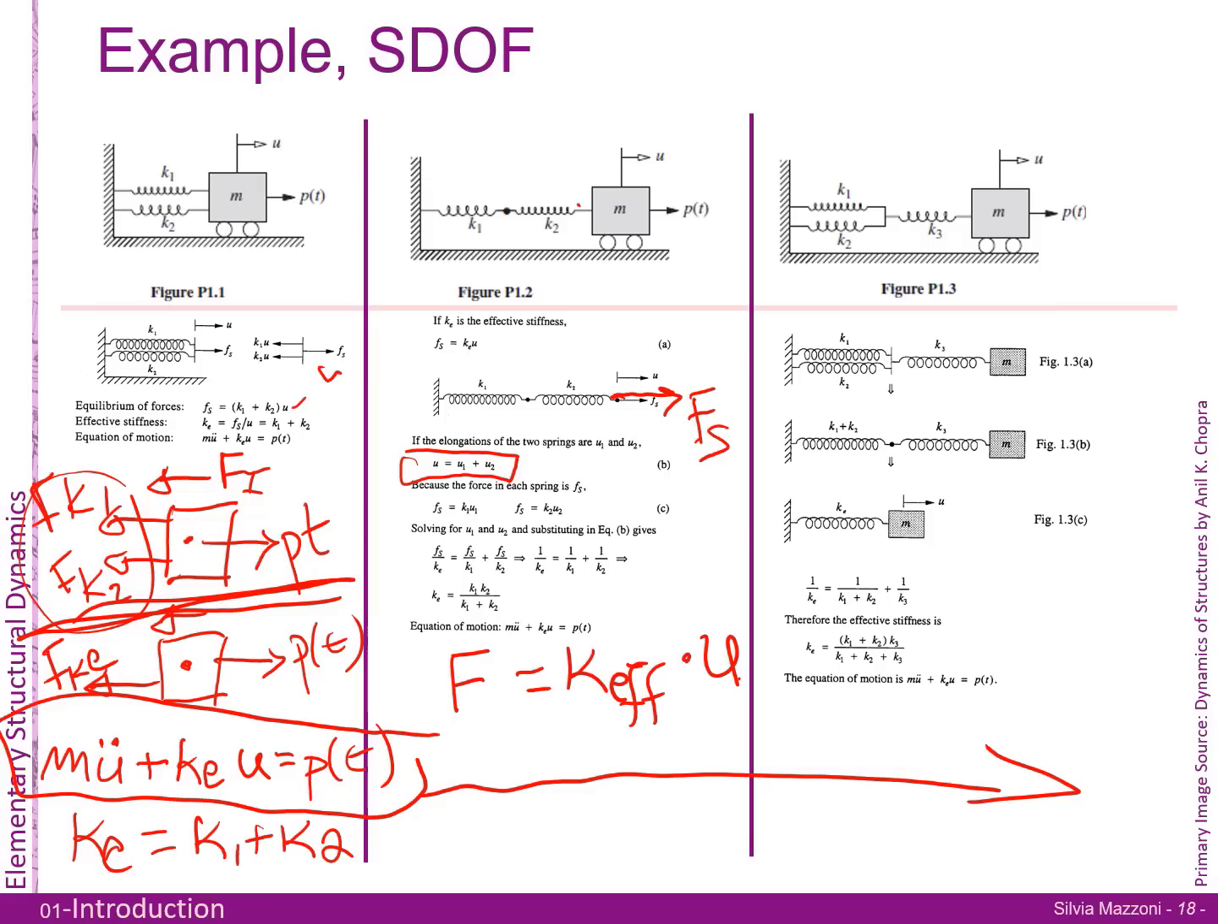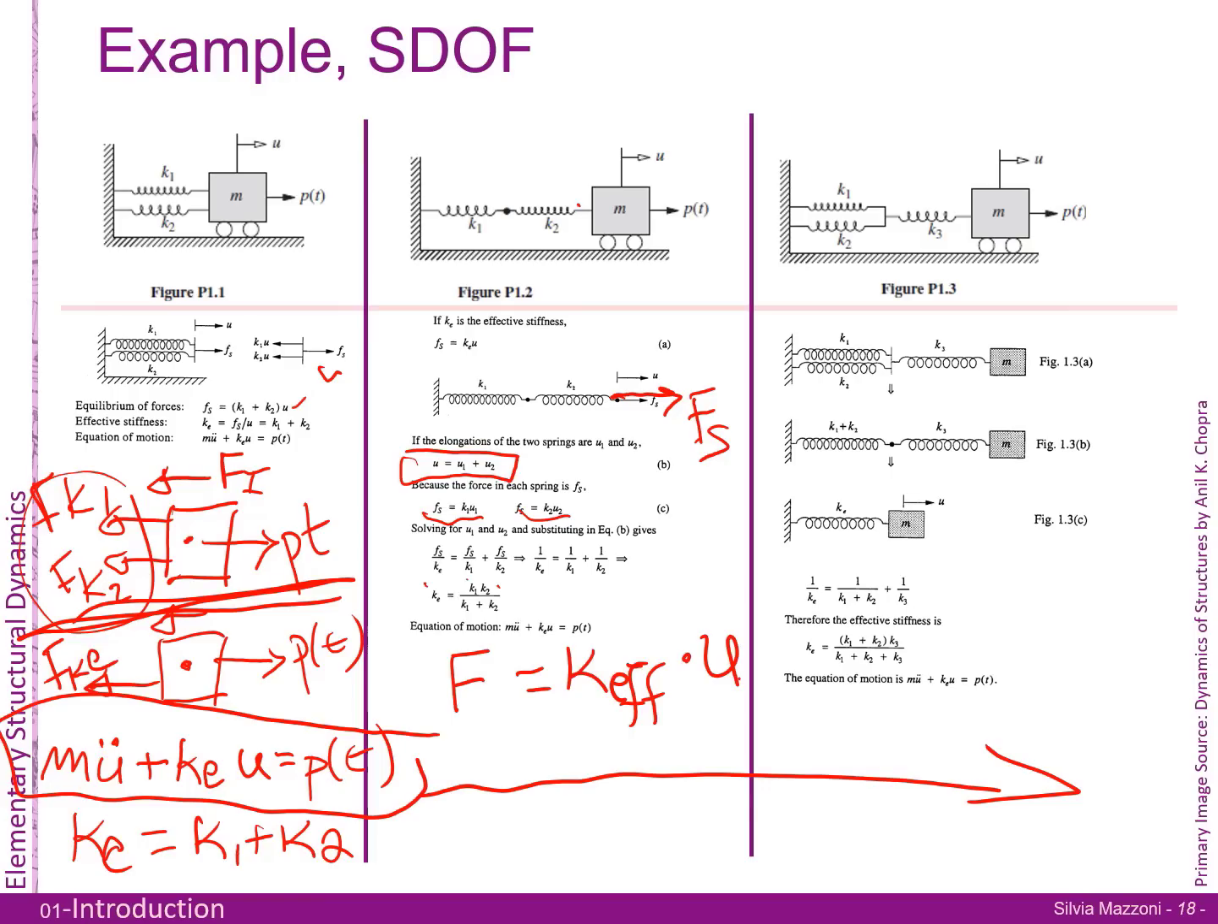So you've got these two relationships here, and then you solve for U1 and U2 in those. Then you say F sub S over K effective, which is what we're trying to solve for, is equal to F sub S over K1, which is U1, and so U is equal to U1 plus U2. F sub S cancels out on all of them. So we get 1 over K sub effective equals 1 over K1 plus 1 over K2.